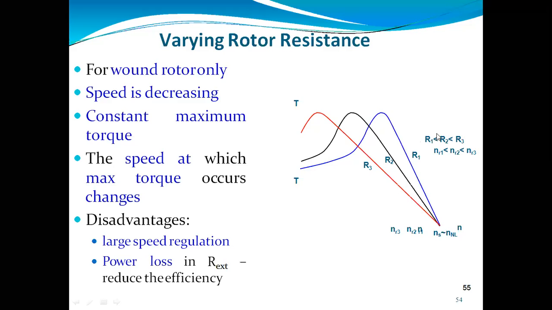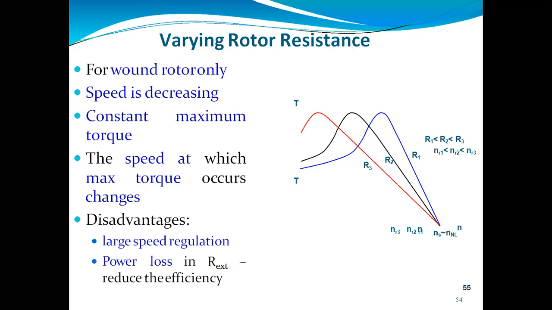If we are decreasing the value of resistance, you will get an increment in speed. And L is nothing but no load, and S means synchronous speed. So we can say we can regulate the speed of the three-phase induction motor by varying the rotor resistance. But this type of speed control method has some disadvantages, like there is a power loss that reduces the efficiency of the three-phase induction motor.